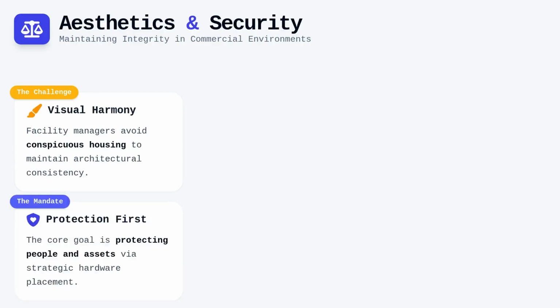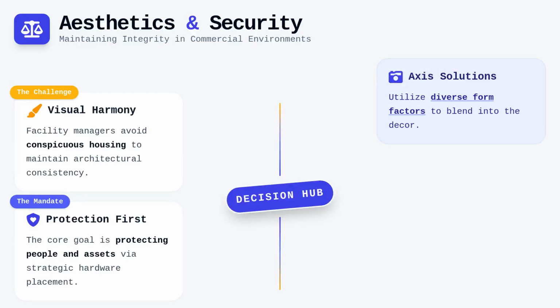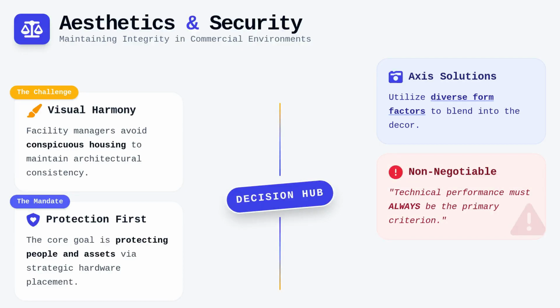Finally, we must consider the aesthetic requirements of the facility without compromising the integrity of security. Many commercial environments rely on architectural consistency, meaning that large, conspicuous housing units are often viewed as undesirable by facility managers or interior designers. Axis provides various form factors designed to blend into these environments, but technical performance must always remain the primary decision criterion. If a discrete camera cannot achieve the necessary resolution or angle of view, then an aesthetic objection must be countered with a clear explanation of the potential security gap.